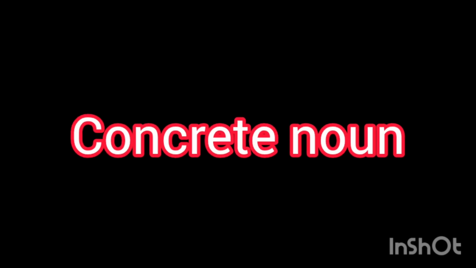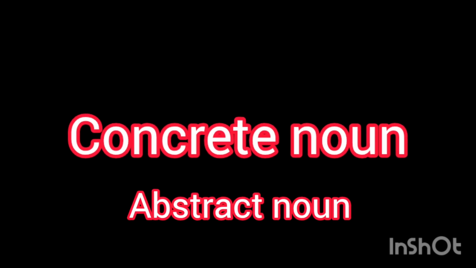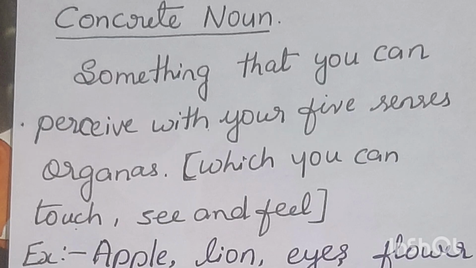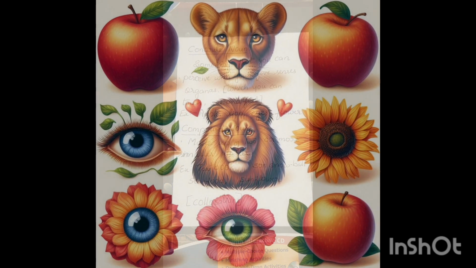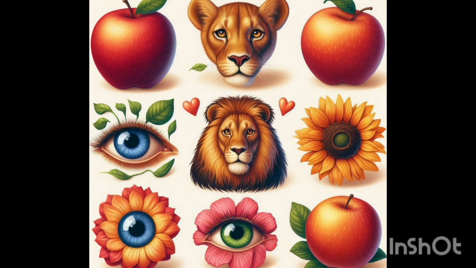The next one is concrete noun. It is opposite to abstract noun. Something that you can perceive with your 5 sense organs, which you can touch, see, or feel, are called concrete nouns. Example: apple, lion, eyes, flower, etc.